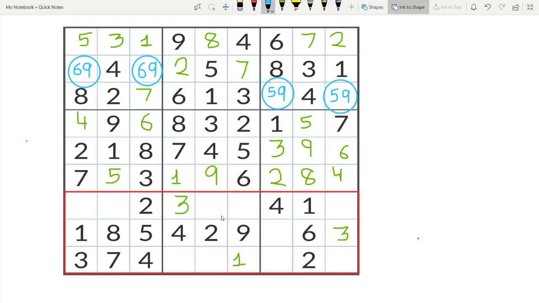Next, I'm going to check number 4. And what I noticed is that number 4 is already covered for all the 3 rows. So we do not have to take any action, and we can move on to number 5.